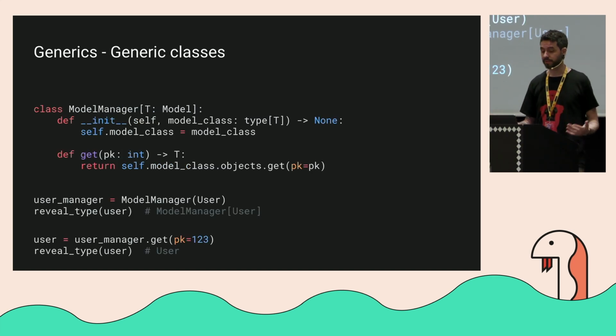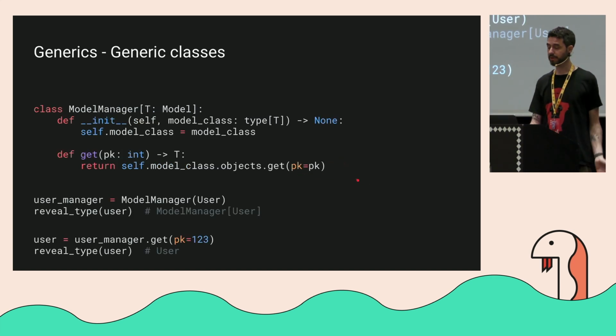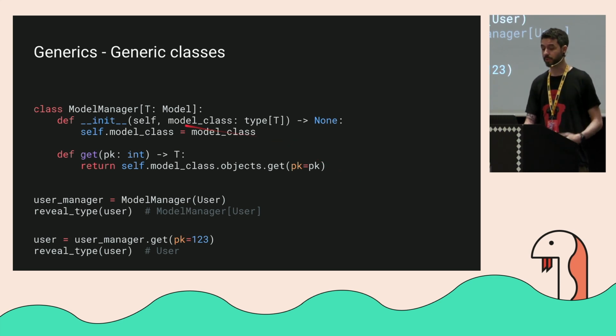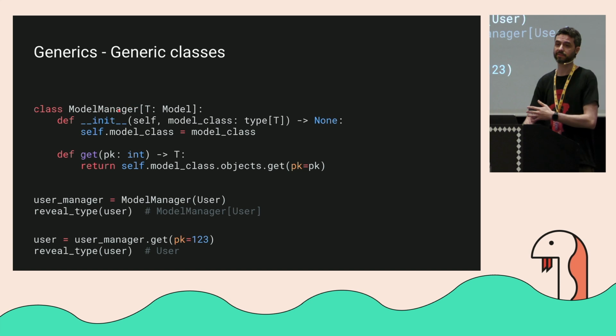Generics can also be used for classes. So, a very simple implementation of a model manager. Suppose that we have a model manager here. This is a generic class. T, in this case, can be a model or a subclass of it. The init takes a model class, which I store, and then I have a function which, when I call it with a primary key, I get back an instance of T.